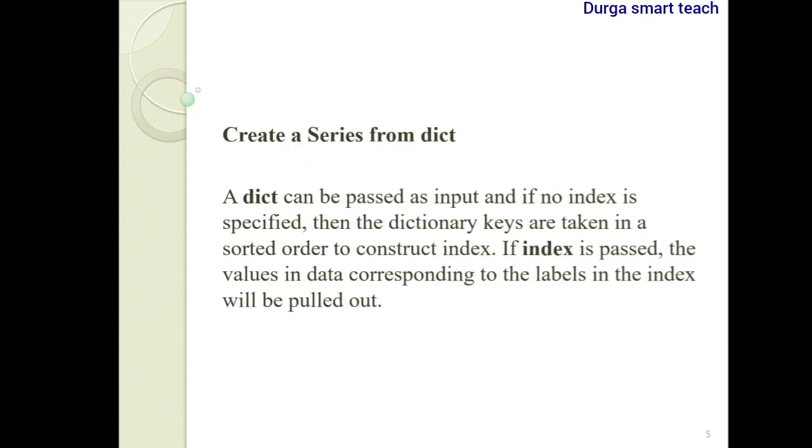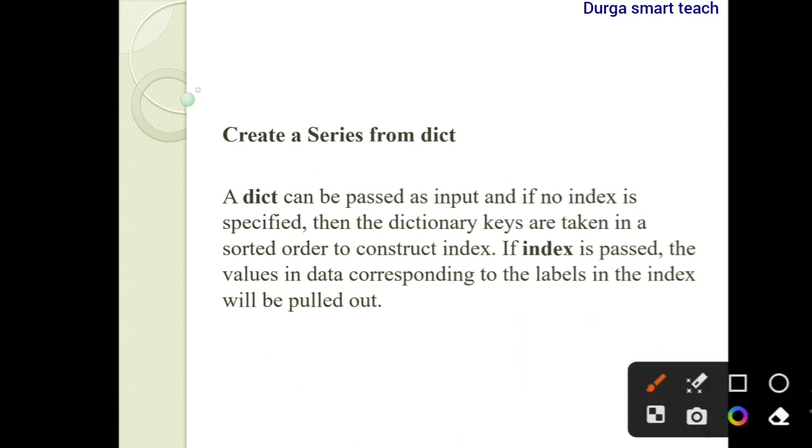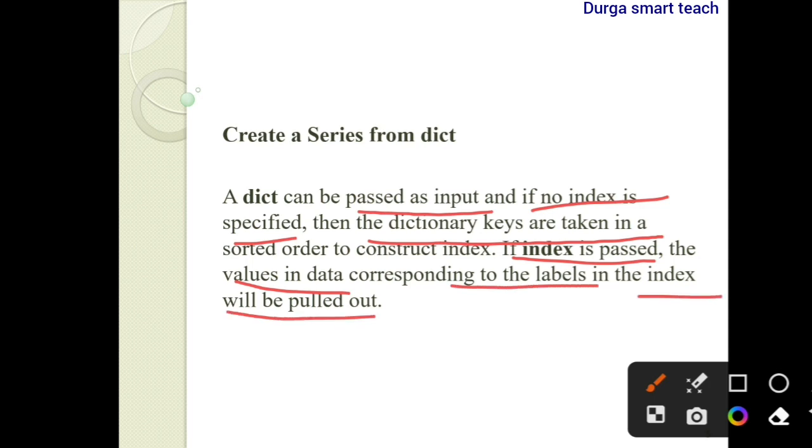So let's see next, create a series from a dictionary. A dictionary is nothing but a set of keys and a set of values. A dictionary can be passed as input, and if no index is specified, then dictionary keys are taken as index values. If an index is passed, the values in the data corresponding to the labels in the index will be pulled out.